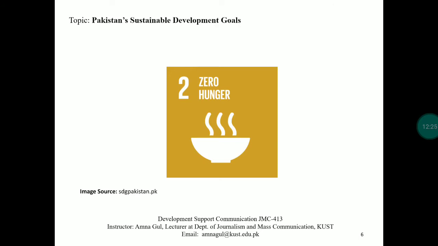The tragedy is that it is not the case that Pakistan is not producing enough food. We all know Pakistan is an agrarian country. We do produce a lot of food. Pakistan can easily afford to provide adequate nutrition to all its citizens.